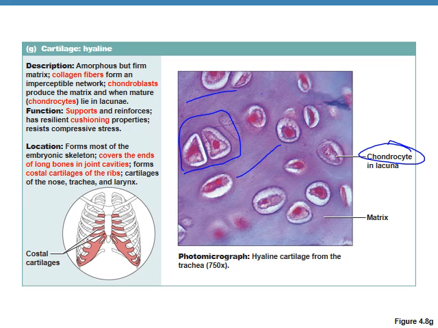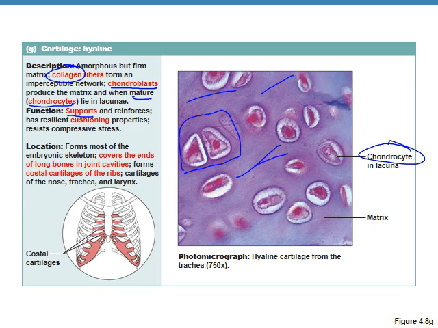In the background here, there are collagen fibers. You just can't see them as readily as you could in the last couple examples. So chondrocytes are kind of mature cartilage, and chondroblasts are the immature. And we'll talk more about blast versus cytes when we move into bone.